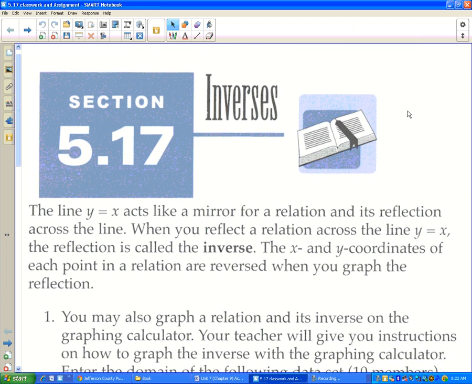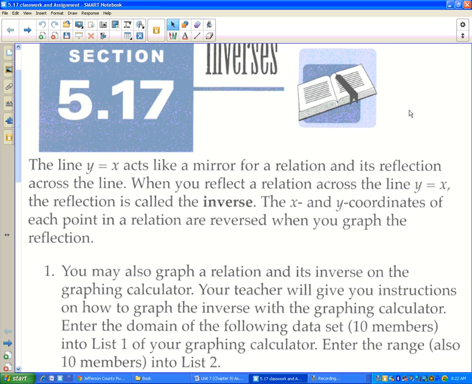Chapter 5, Section 17, inverses. Yesterday, when we were doing our graphs, we were reflecting over the line y equals x. When we do that reflection, we're actually looking at the inverse of that equation, and we want to talk about how we get that.